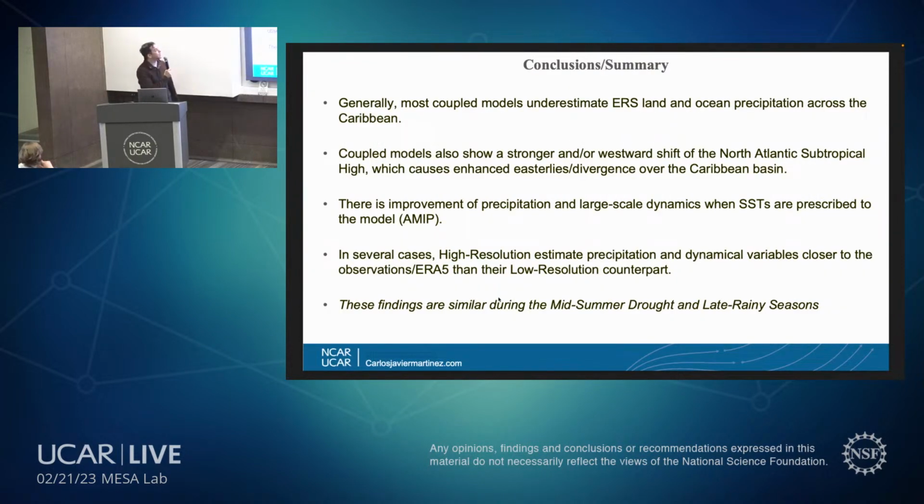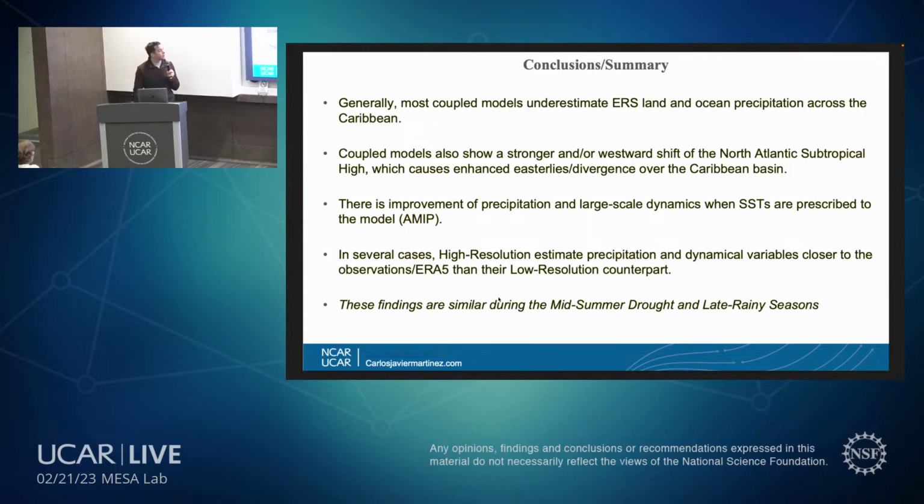And so in conclusion, I found most fully coupled runs underestimate early rainy season land and ocean precip totals across the region. I do also see those fully coupled runs showing a stronger and westward shifted NASH, which may cause those enhanced easterlies and divergence over the basin in those fully coupled runs. There is improvement in precipitation and large-scale dynamics when the SSTs are prescribed into the model, which may hint at the importance of SSTs in the region when characterizing the mean state rainfall.